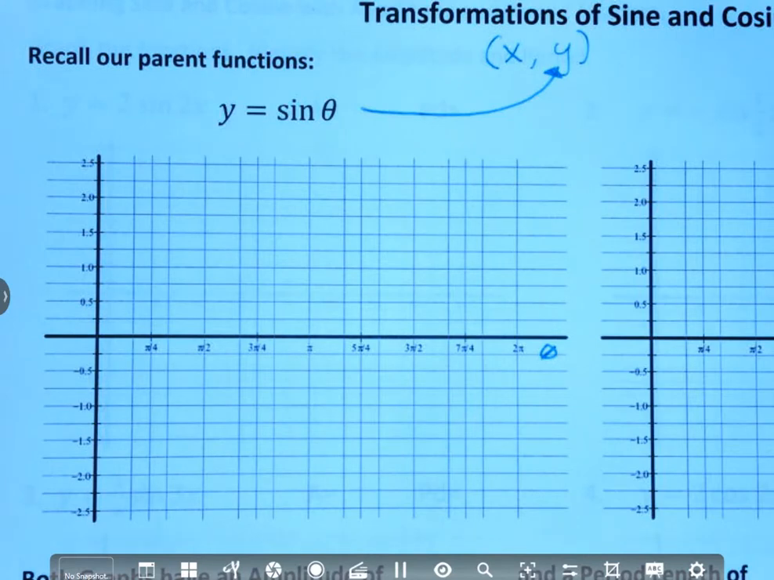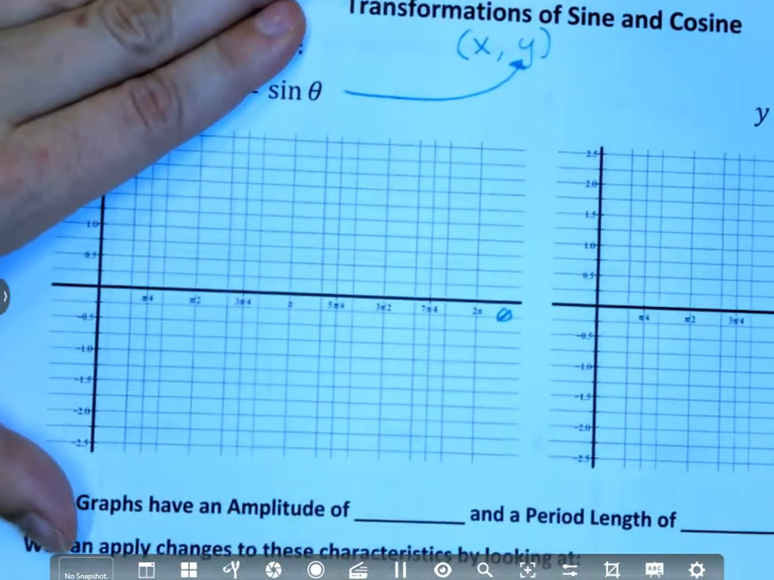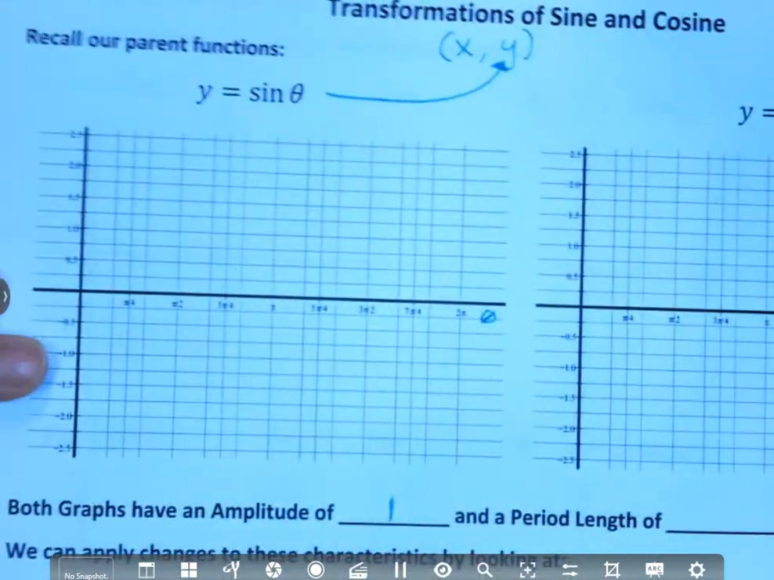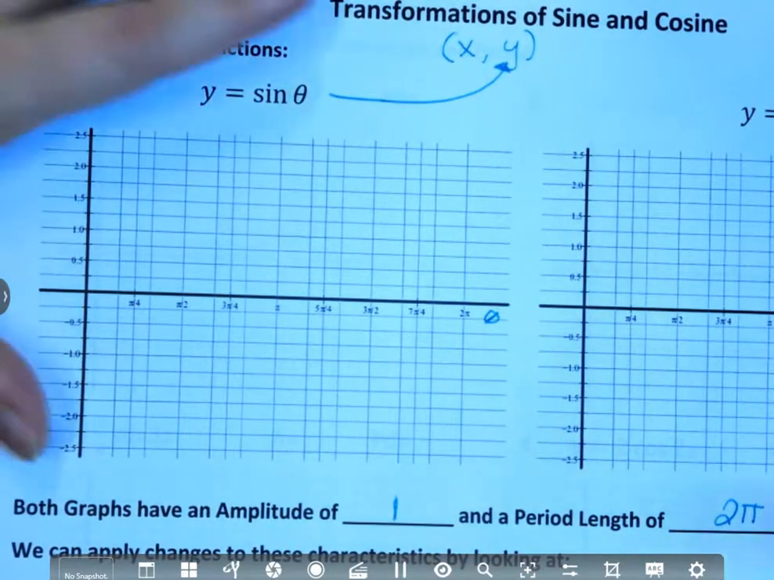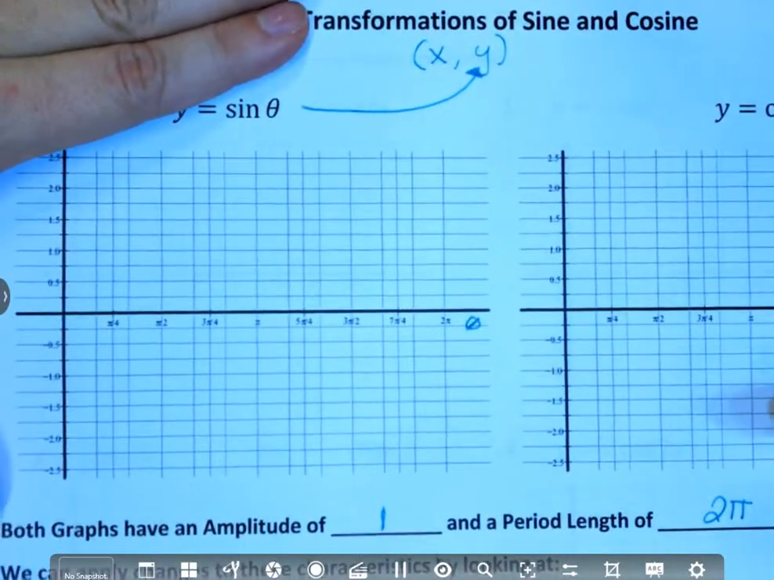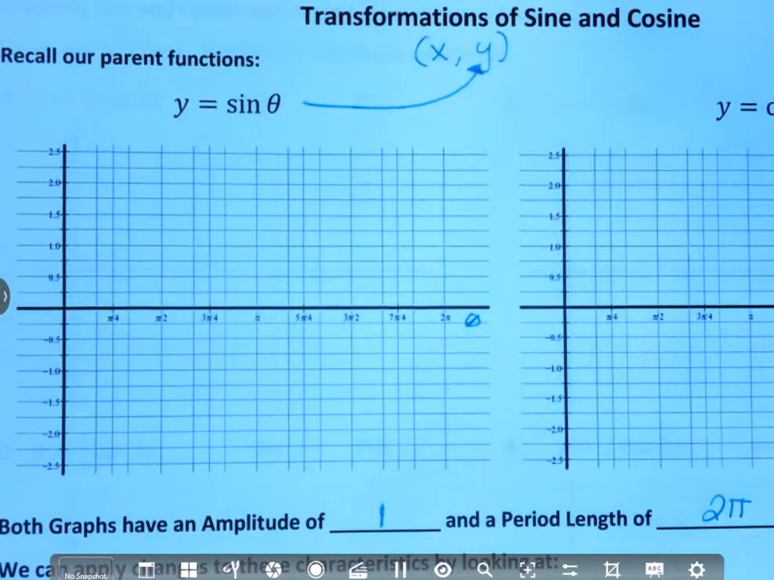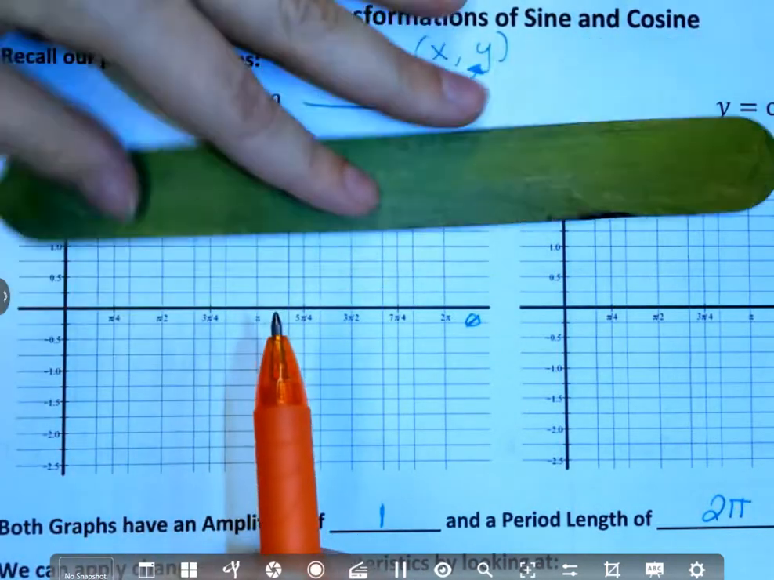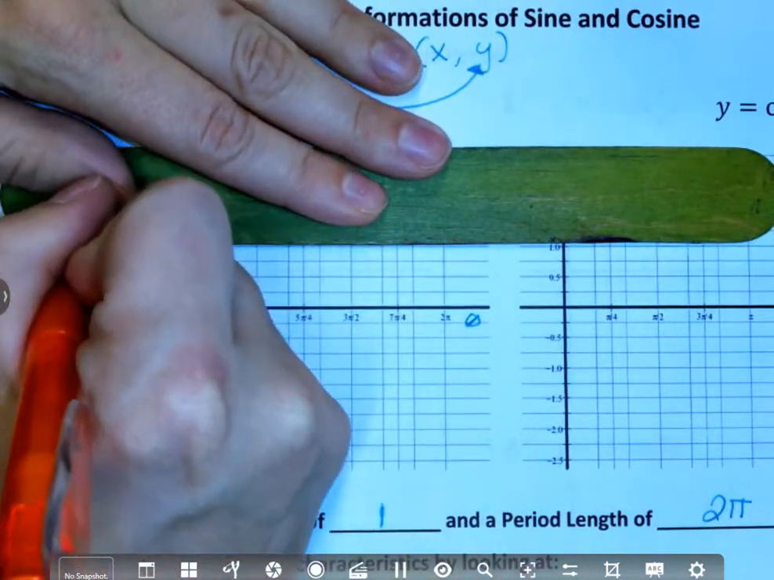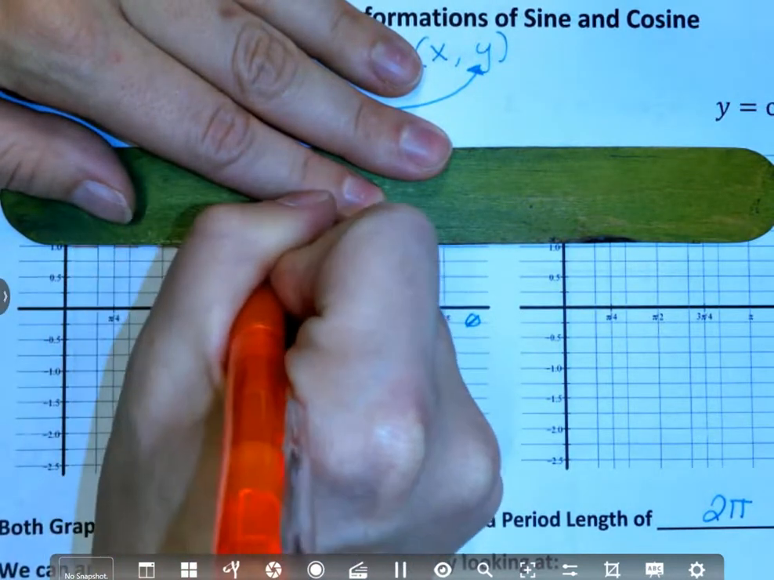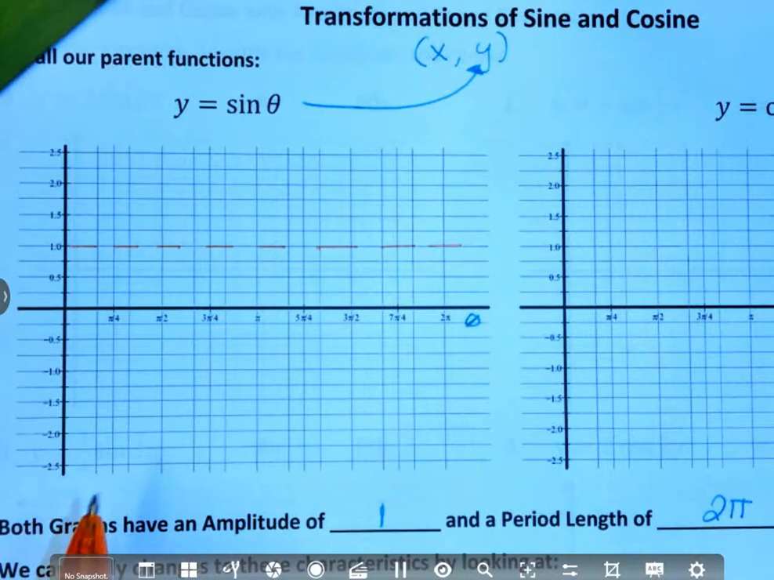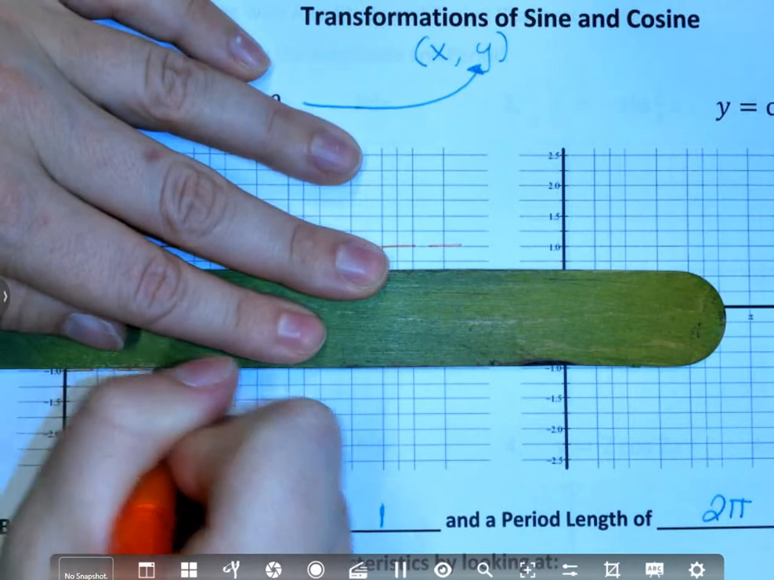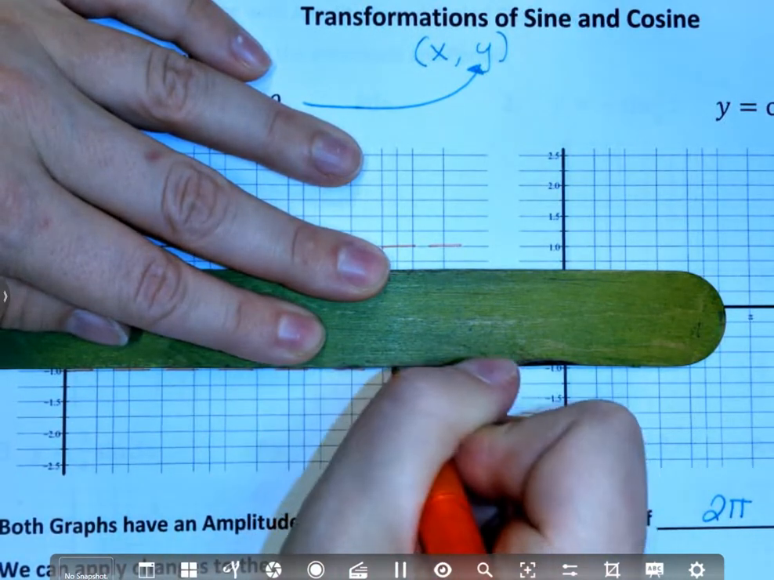We also said, what was the amplitude for these guys? 1. What was the period length? 2 pi. So what I do to graph this, I start with this idea. I say, okay, my amplitude is 1. So I'm going to go from my neutral line, I'm going to go up 1. And I have a hard time tracking because all the lines on the page get my eyes a little confused. So I draw guidelines. So I say at the top is 1, and at the bottom is -1. So up 1 and down 1 from wherever your middle line is going to be.